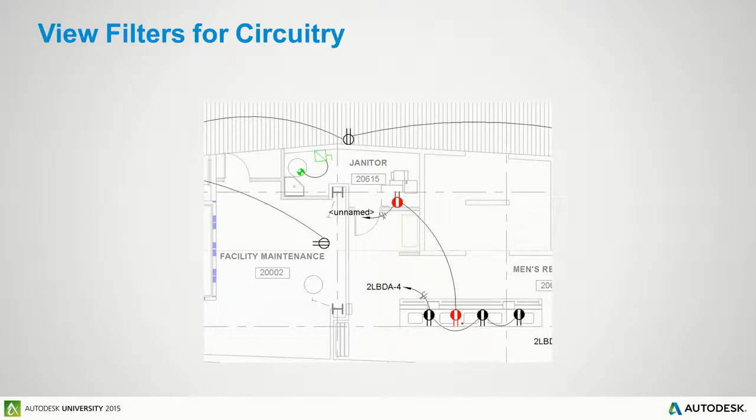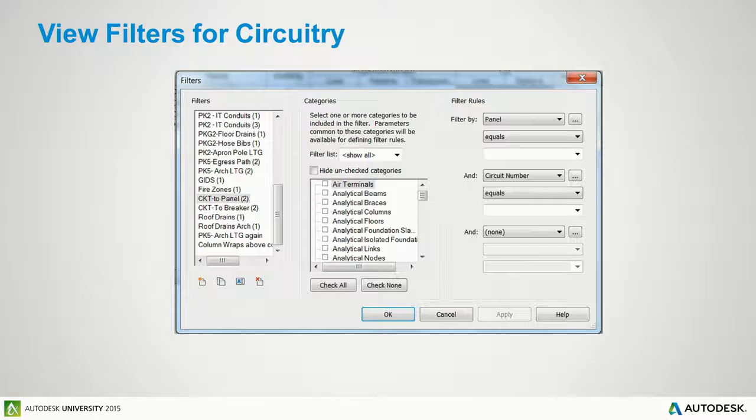So how did we do that? We created some filters. I named mine circuit to panel and circuit to breaker. You can name it whatever works for you. Under the categories, I'm using this filter as a broad catch-all. So you're going to select electrical equipment, electrical fixtures, light fixtures, lighting devices. If you circuit your fire alarm devices, you can put in the fire alarm devices as well. But it's going to select as many categories as should be circuited.